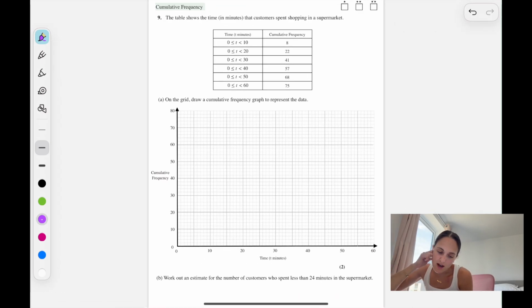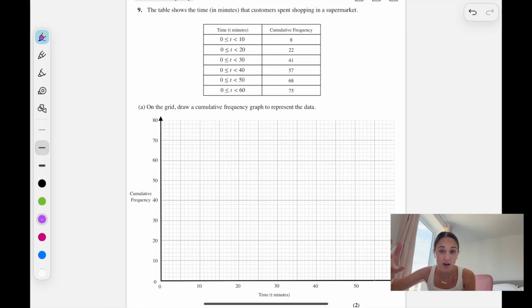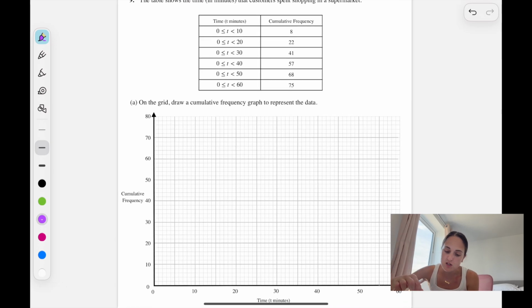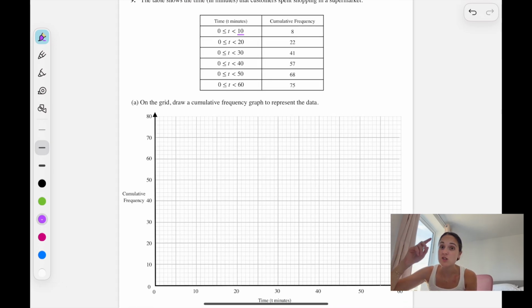This next question here, we have the table shows the time customers spent shopping in a supermarket. So the cumulative frequency is given in the table. We need to draw the cumulative frequency graph. So luckily we've actually got the cumulative frequency. We don't actually have to work out what the cumulative frequency is like we often have to do for these questions. So we simply do the end point. So we need to do the end points for cumulative frequency graphs.